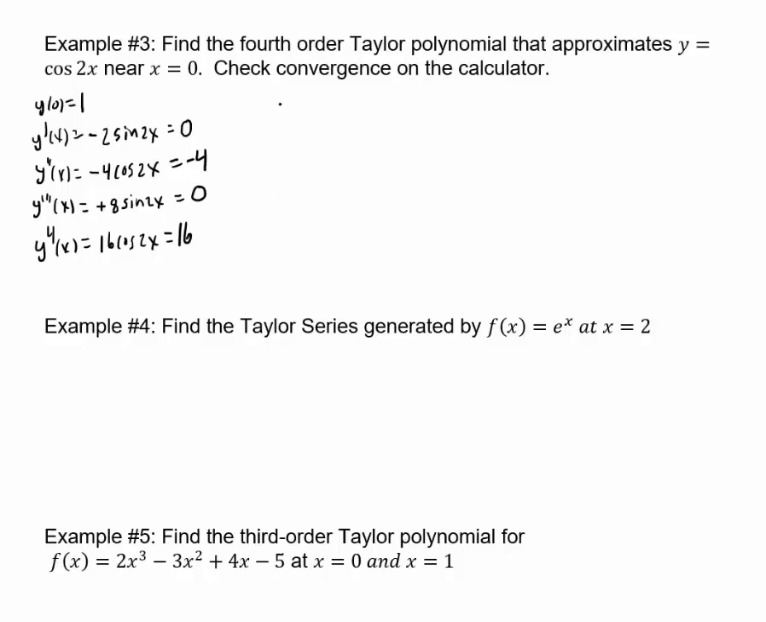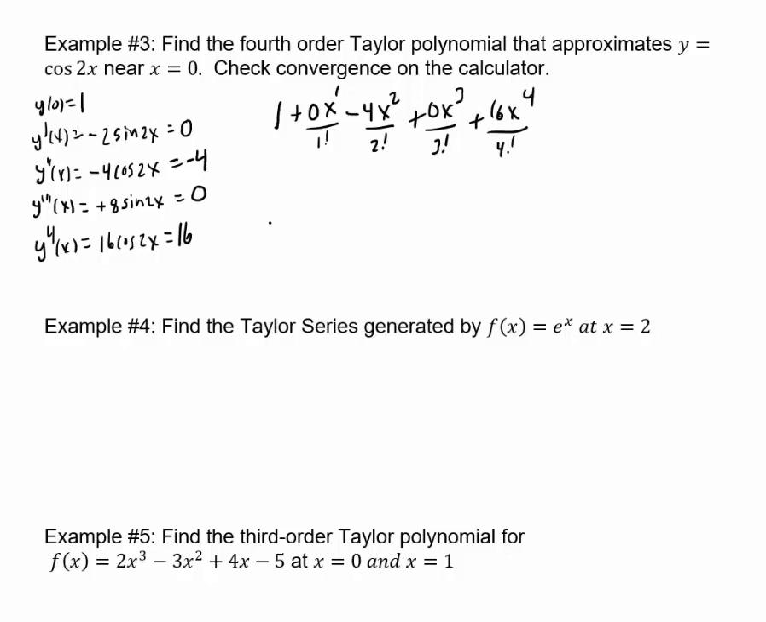So it's going to be the function value 1, plus the first derivative, which is 0, and then x to the first over 1 factorial. But 0 times anything is 0, so that term will end up going away. And then the second derivative is negative 4, and that'll be x squared over 2 factorial, and we'll come up and clean this up at the end. And then plus 0, x to the third over 3 factorial. And then plus 16, x to the fourth over 4 factorial.